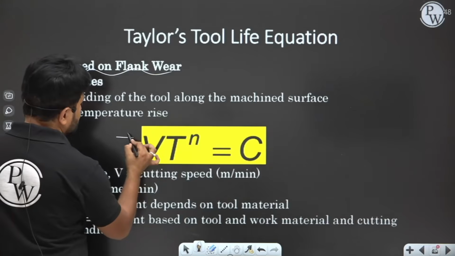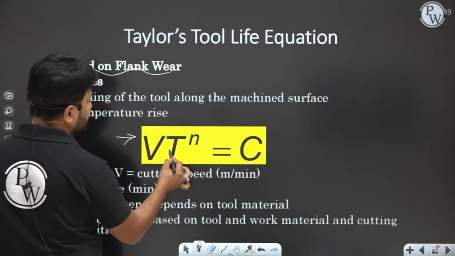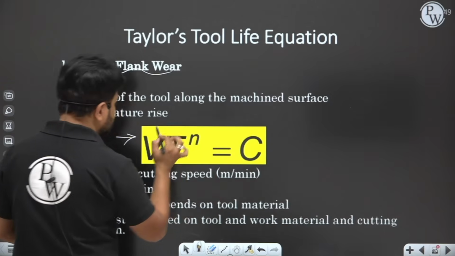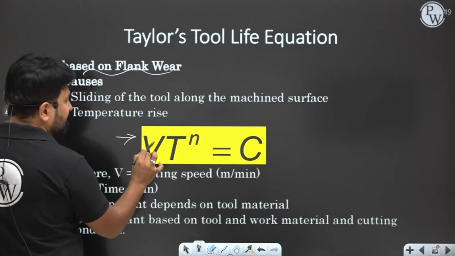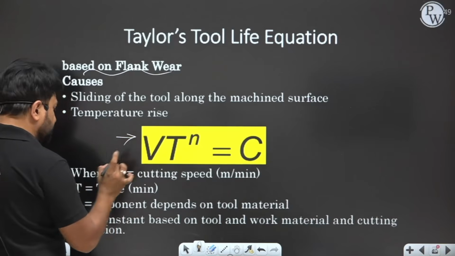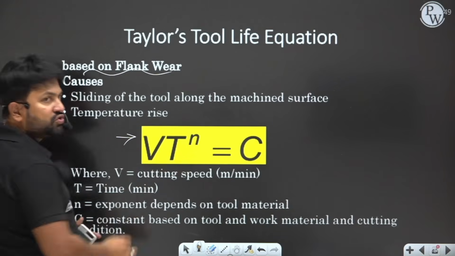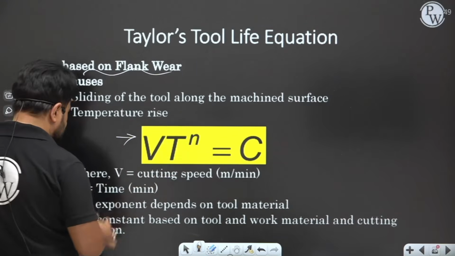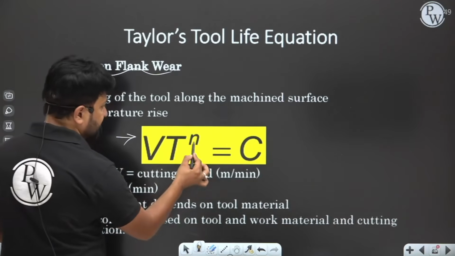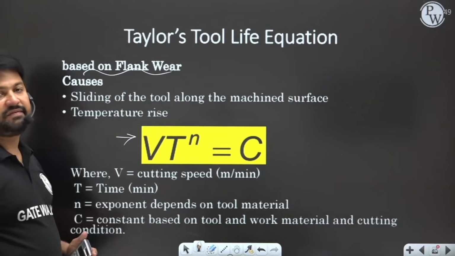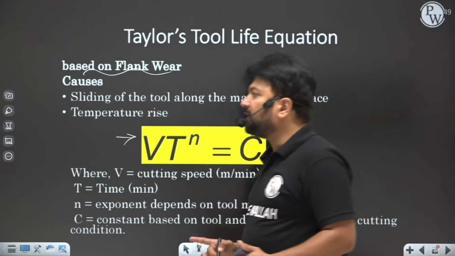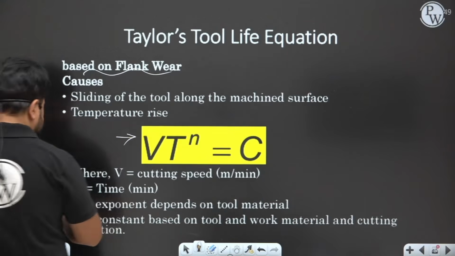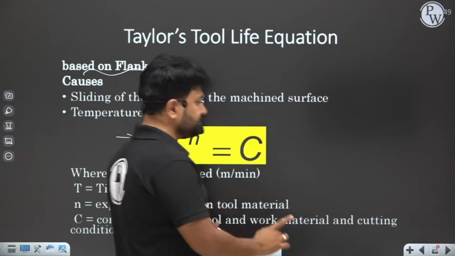So overall, the tool life equation will become V t to the power n equal to C. V is the cutting speed, that should be in meter per minute. Tool life should be in minute, and n is the exponent, depending on the tool material. C is a constant which is based on the tool, work material, and the cutting condition also.